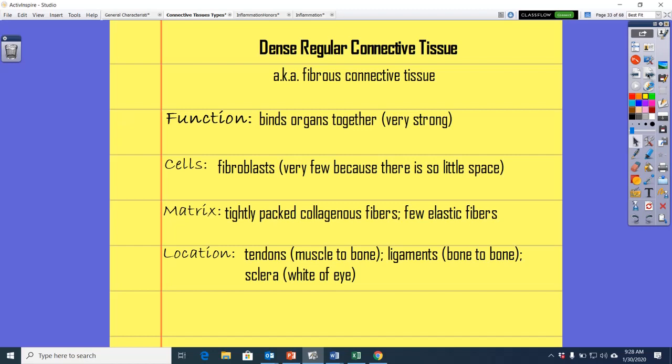Okay, so tendons are going to connect muscle to bone. Ligaments are going to connect bone to bone. And the sclera of your eye is the white of your eye. The reason that it's white is because it's collagenous fibers. And so instead of it being in a rope like a tendon or a ligament, it's just going to get rolled into a sphere.